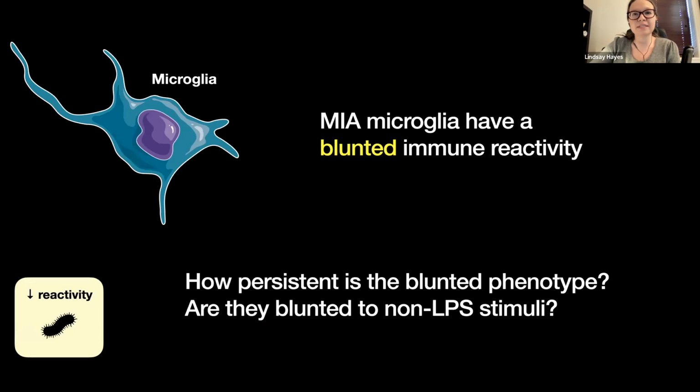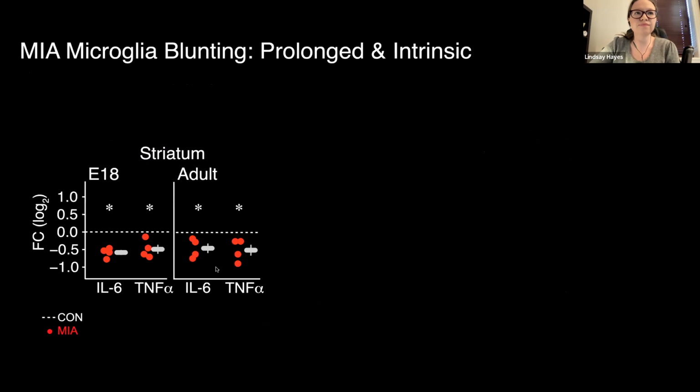But next, I wanted to know how persistent this immune response phenotype was, and if MIA was somehow showing a blunted response to other non-exogenous or non-LPS stimuli. To address the first question about persistence of the immune response blunting, I performed an in vitro experiment where I cultured microglia either from embryonic day 18, very young microglia, or from the adult MIA microglia. For each experiment, we normalized to control, and then we measured IL-6 and TNF-alpha cytokines in the cell culture supernatant. And indeed, we found both in the young microglia as well as in the adult microglia, both of them are showing this blunted cytokine secretion. So these data indicate that this blunted response is indeed persistent across the life of the animal.